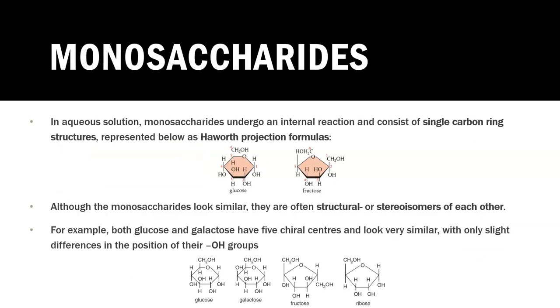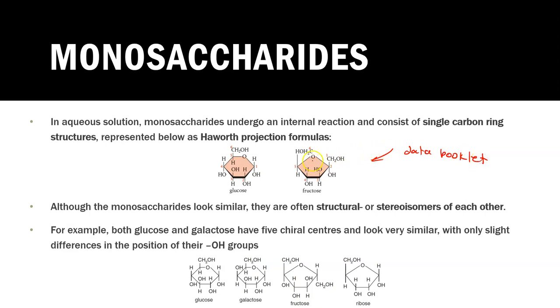So, as we said before, monosaccharides in solution are in an equilibrium. They can undergo an internal reaction, okay, to close the ring. They consist of a single carbon ring structure, and we refer to these as Haworth projections, but these are them here, and these are the ones that are shown in your data booklet. And this is how they are shown.